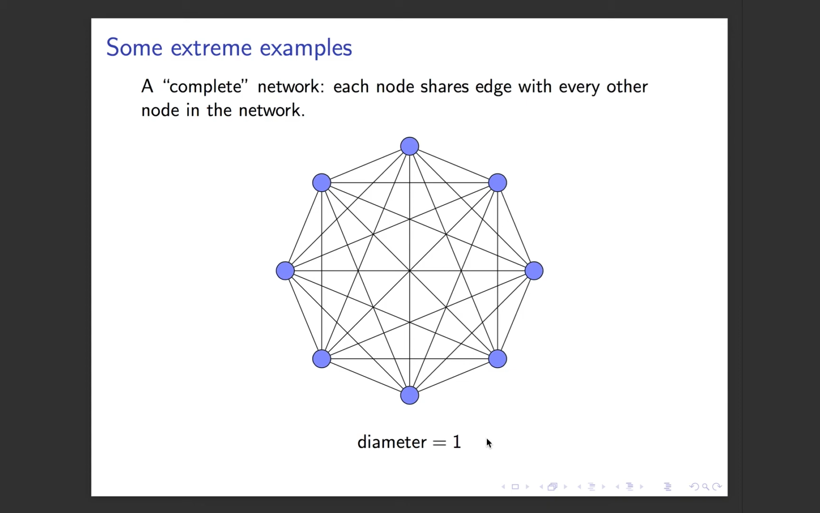Let's consider some examples. A complete network is one in which every node shares an edge with every other node in the network. In other words, if you pick any pair, there's a direct edge that connects one to the other. Now in this case, we don't have to make a table of values. Since every node can travel to any other node using exactly one edge, we know that table is just going to be a bunch of 1s. In this case, for a complete network, the diameter is always 1.